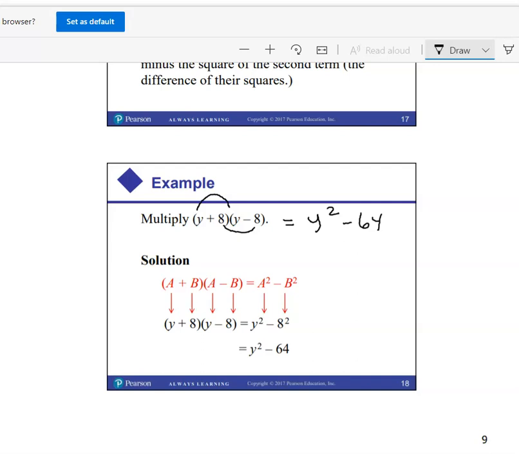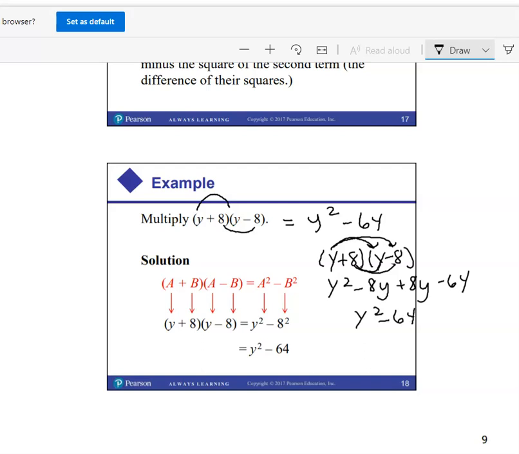But let's look at if we did FOIL with this. So if we had y plus 8 times y minus 8, we would multiply the first terms, which is y squared. The outer terms, y times negative 8 would be negative 8y. The inner terms would be 8y, and then the last terms would be negative 64. Well, if you look closely, negative 8y and positive 8y kind of cancel each other out, so we're just left with y squared minus 64, which is why this happens, and we only have to multiply the first two terms and the last two terms to get the answers to this problem.